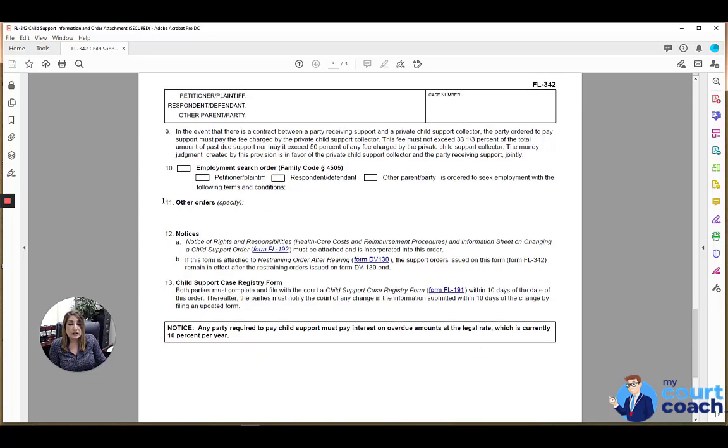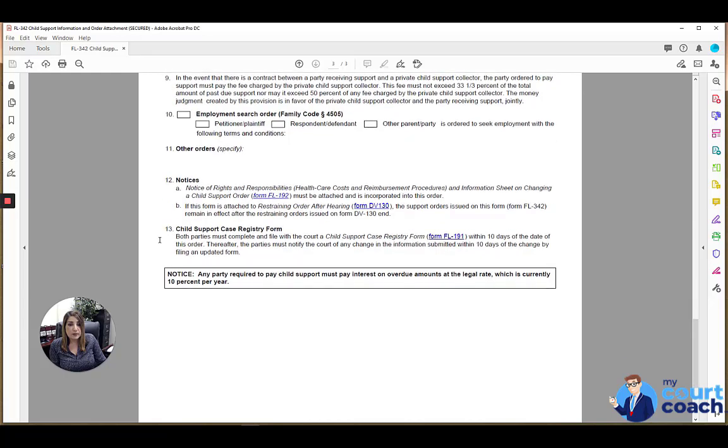11 is our catch-all box. If there's any other orders that the court makes regarding child support, you would include that here. 12, this is just a reminder to also include form FL-192, Notice of Rights and Responsibilities, as an attachment to this order when submitting it to be filed. And then also 13 reminds you to fill out and submit with the filing of the order a child support case registry form. That's just a form that the court keeps in a confidential file of its own so that they can keep tabs on who owes who what support orders, and that's just in case the government ever gets involved for any sort of government benefits.